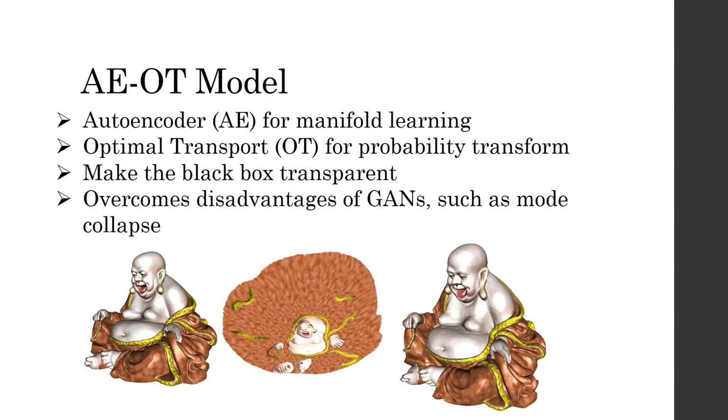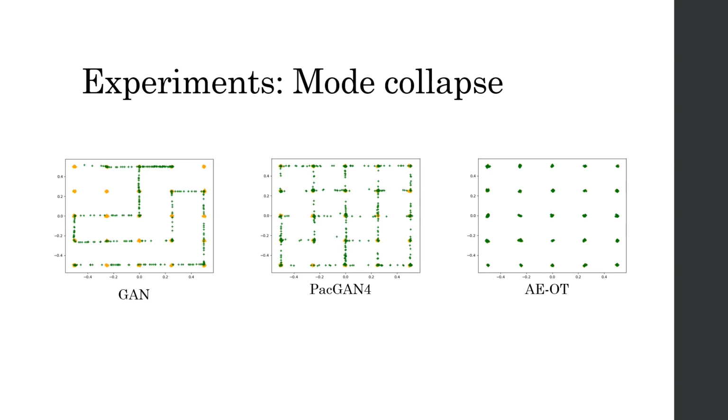In this experiment, there are a total of 25 modes represented by the orange dots. Green dots represent generated samples. Compared with the GANs, AEOT models can cover all of the modes clearly.